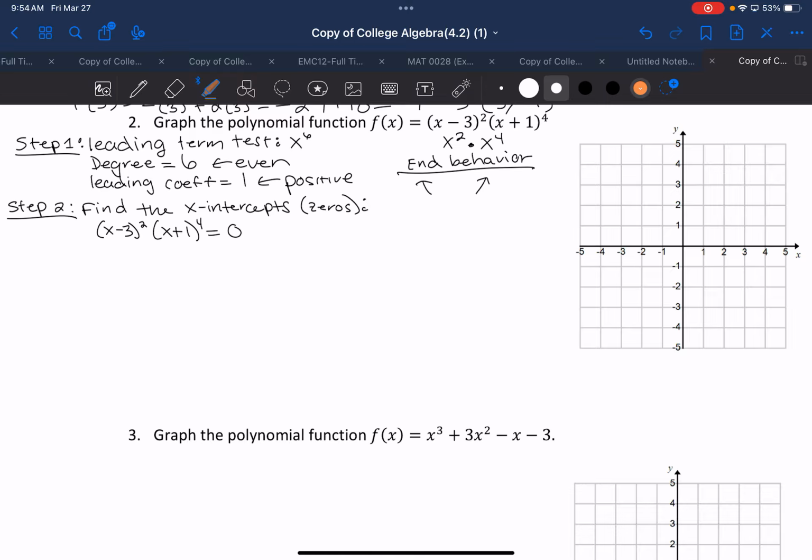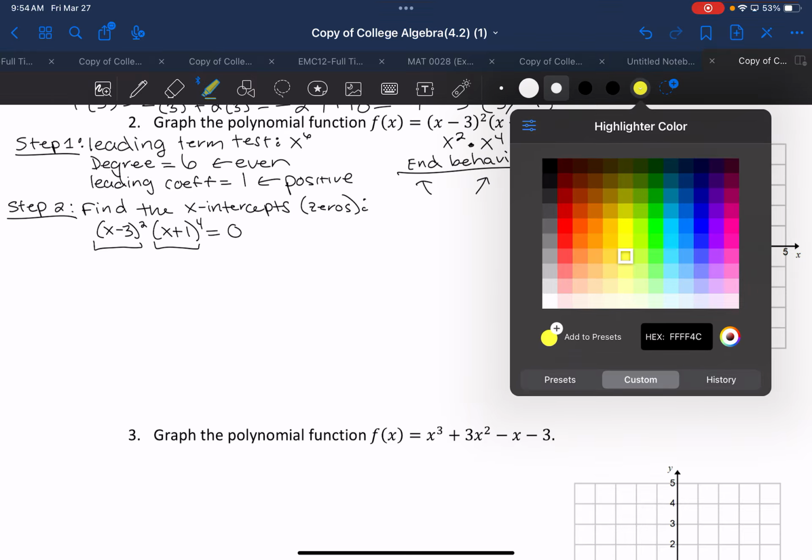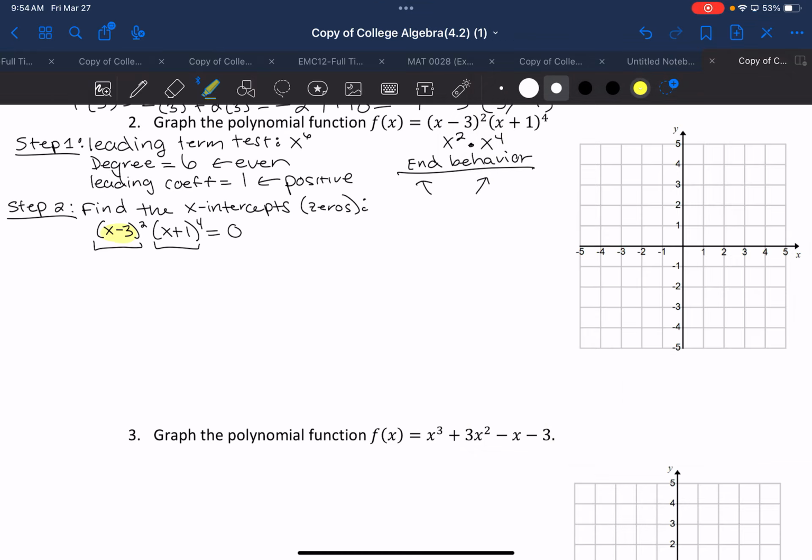So remember, when you solve an equation by factoring, and this is already factored, I really just set each factor equal to 0 and find out what makes those factors 0. Well, the exponents don't even really matter. What matters is what makes the inside 0, because 0 squared is still 0. 0 to the 4th power is still 0. So I only care about what is making the inside 0. And that would be 3 and negative 1. So my zeros are 3 and negative 1.